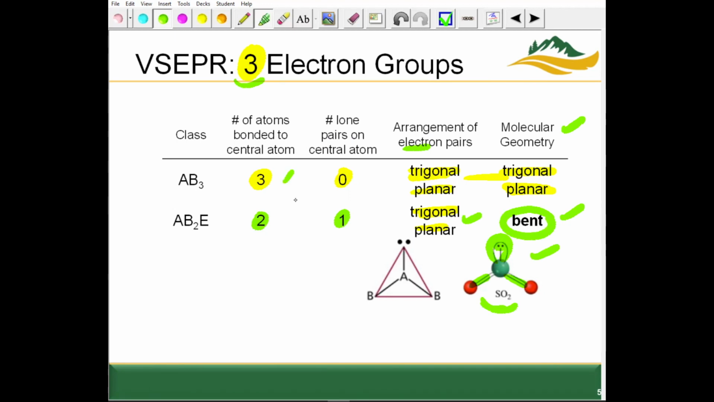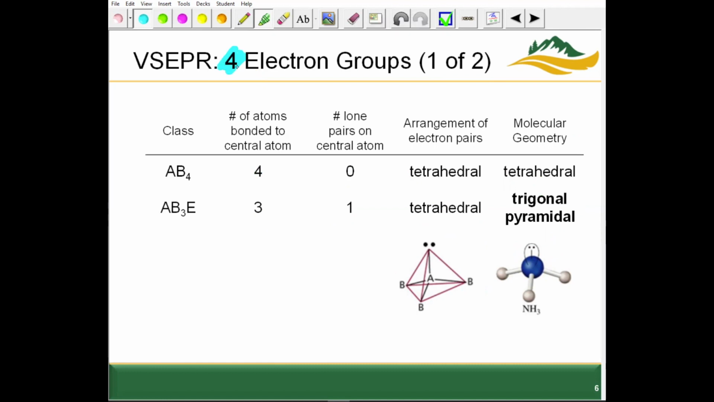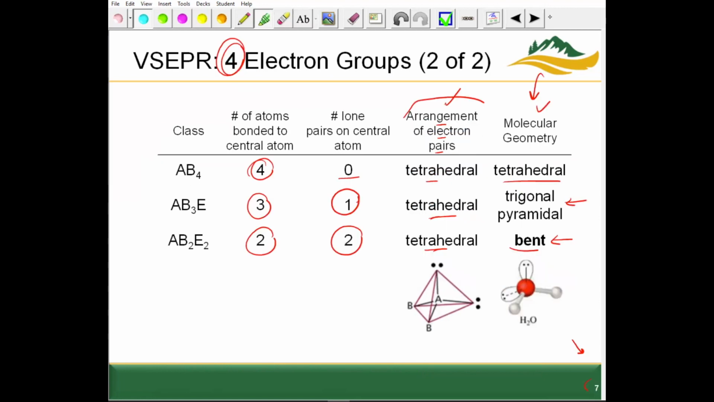So still 3 groups in total, but bent versus trigonal planar. Now we're back here to 4 electron groups. So the arrangement of electron pairs, when there are 4 groups, no matter if they're lone pairs or bonds, those are both tetrahedral. So we'll get to the slide we were at just a moment ago. So slide 7 is here.